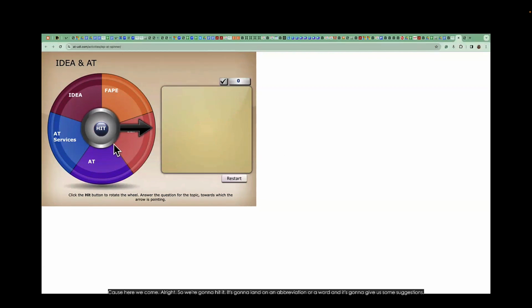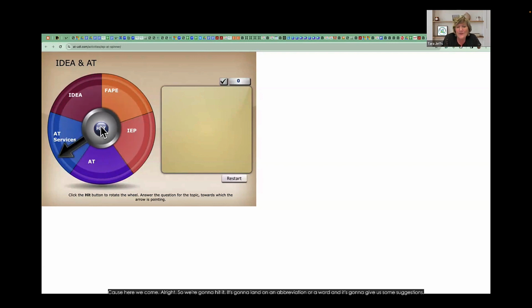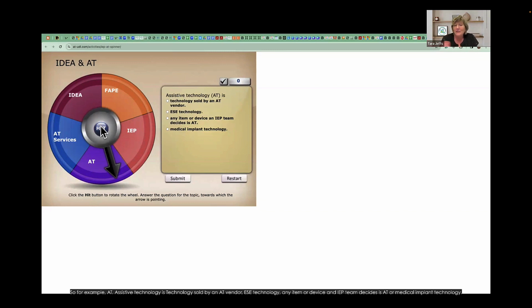I am ready. So we're going to hit it. It's going to land on an abbreviation or a word, and it's going to give us some suggestions. For example, AT, assistive technology, is technology sold by an AT vendor, ESE technology, any item or device an IEP team decides is AT, or medical implant technology. And so there you go. If you can't see what I just read off, slide your poll over so you can see.